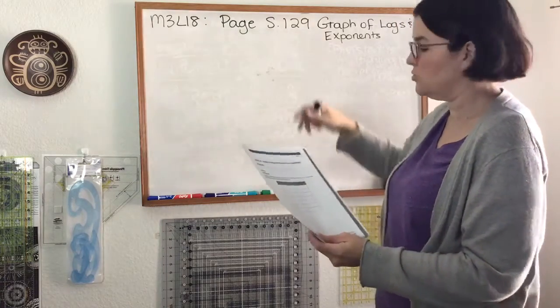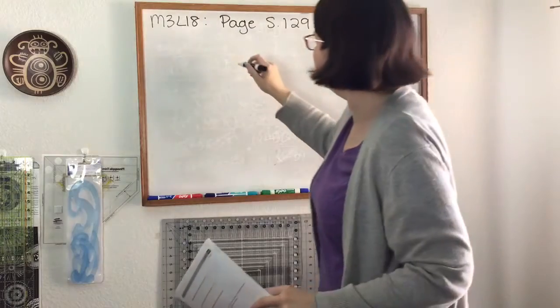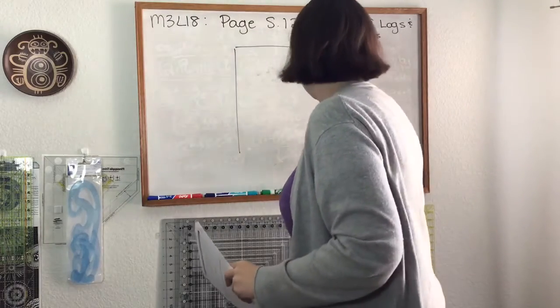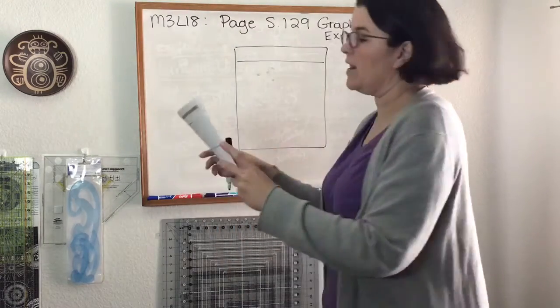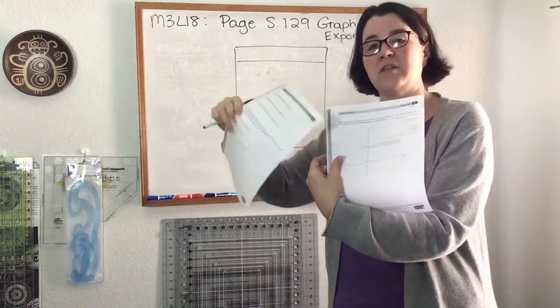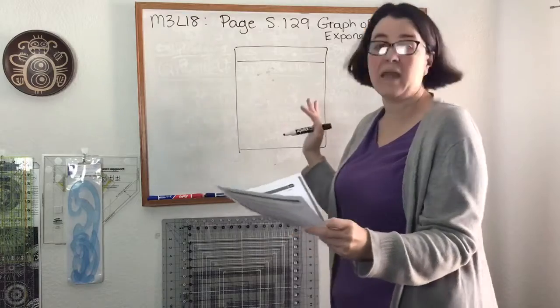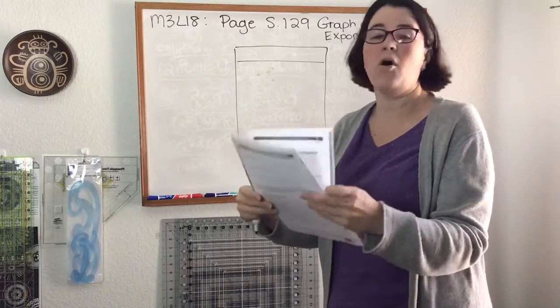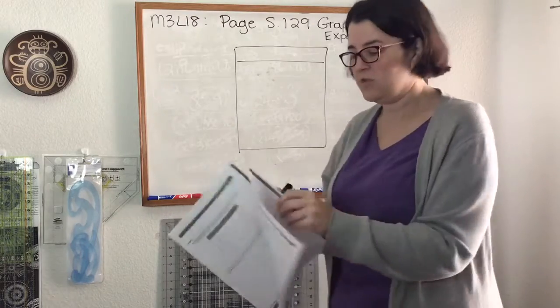So this is page 129. What you're going to see is this nice table, and when we fill out this table, you're going to flip your page over to 130, and you're going to graph onto there. So you don't want to graph by hand like I'm going to do. You want to graph on actual graph paper. It's going to make your life so much easier.